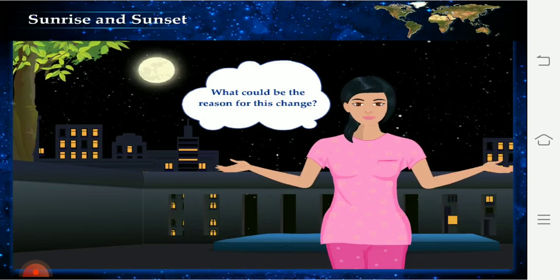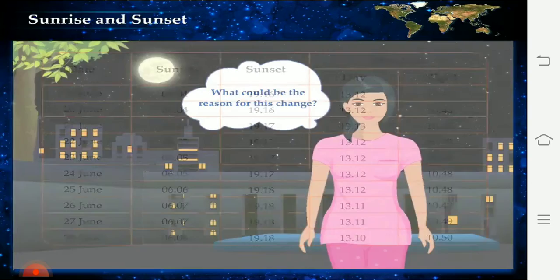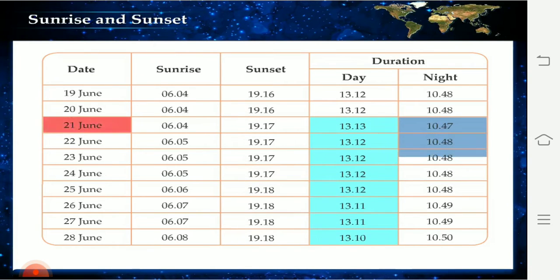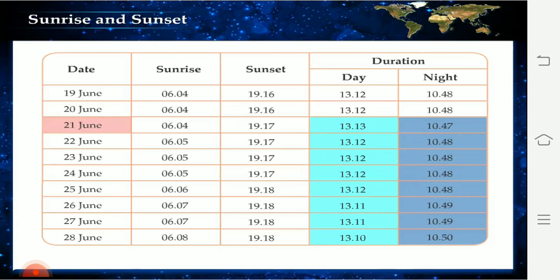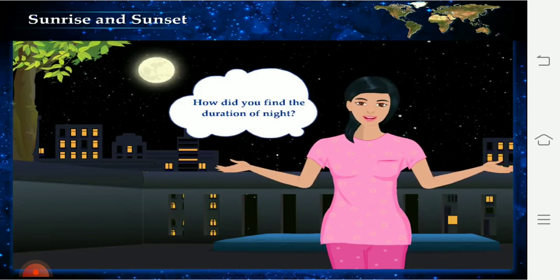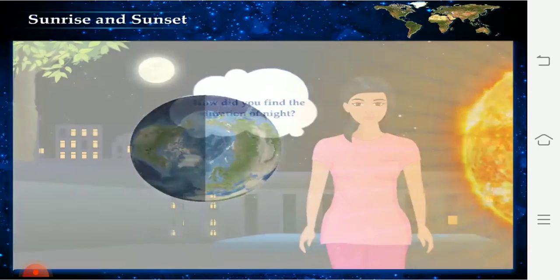What could be the reason for this change? Absolutely correct. Observing the chart, we can see that from 21st June onwards, the daytime is slowly decreasing. Hence, the night time slowly goes on increasing day by day. Now tell me, how did you find the duration of night?